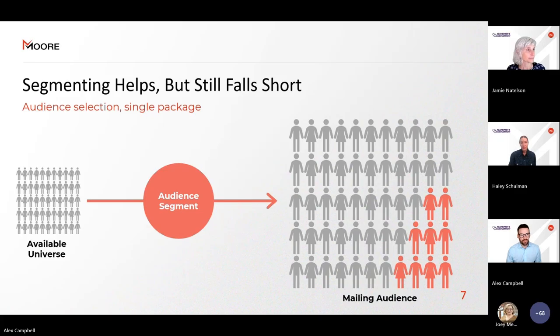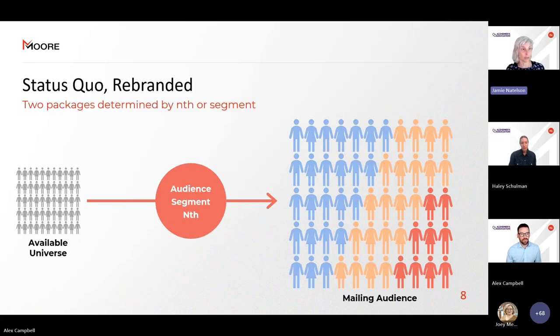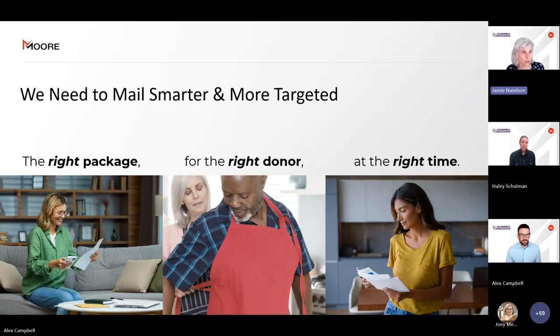Next slide. Status quo, two packages determined by an nth selection. So maybe you have your premium and your non-premium, and you're kind of guessing who gets what, with the mailing audiences. That worked for a while, but again, costs are rising. We have tariffs overseas. A lot of people get premiums and freemiums from there. So that got us to a better place, but it's really not fixing and solving for the problem. I think we've all used models for a long time. We just haven't used them this way to target which package to which audience. So we need to mail smarter, more targeted, the right package, the right donor and at the right time.